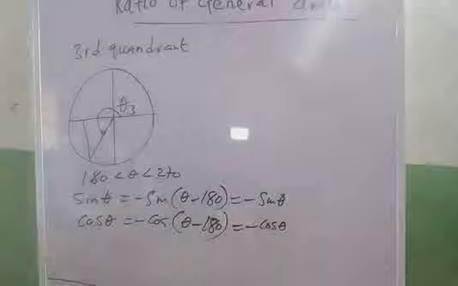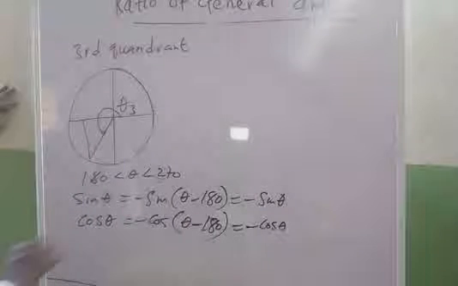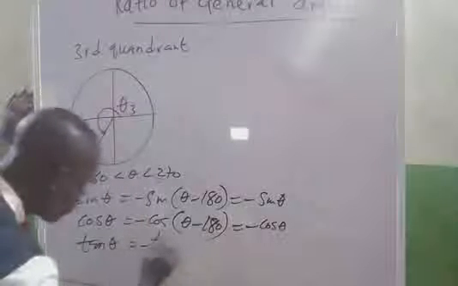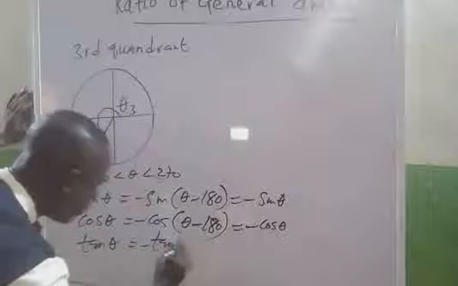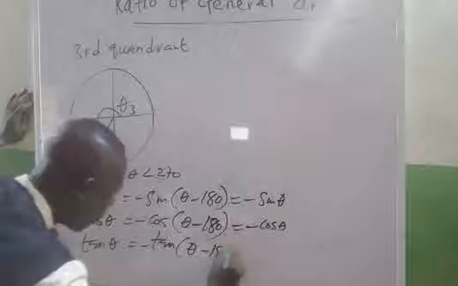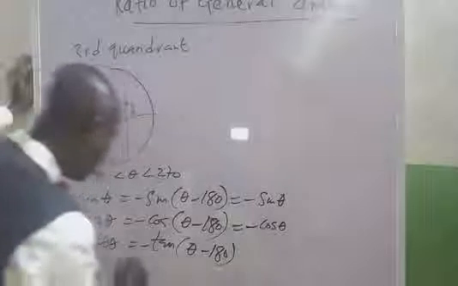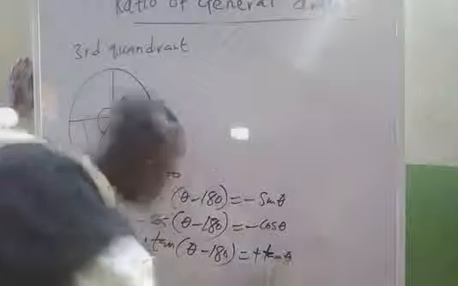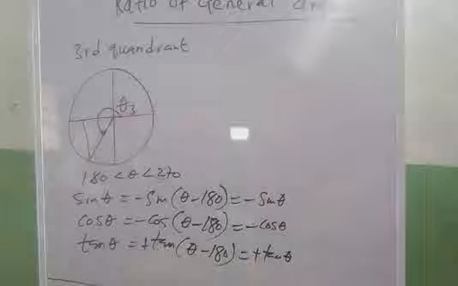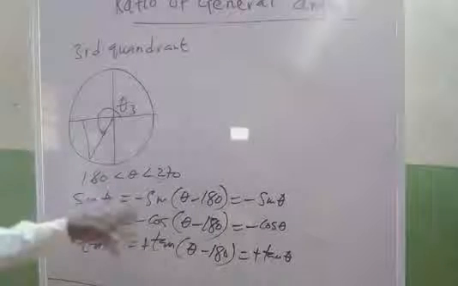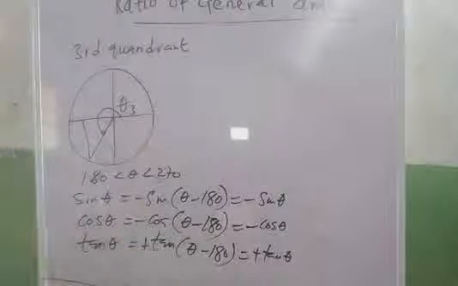Cosine is negative in the third quadrant. But the tan is positive. Tan theta is equal to minus tan theta minus 180. Minus times minus is equal to plus tan theta. So in the third quadrant, only tan is positive, while sine and cosine are what? Negative.